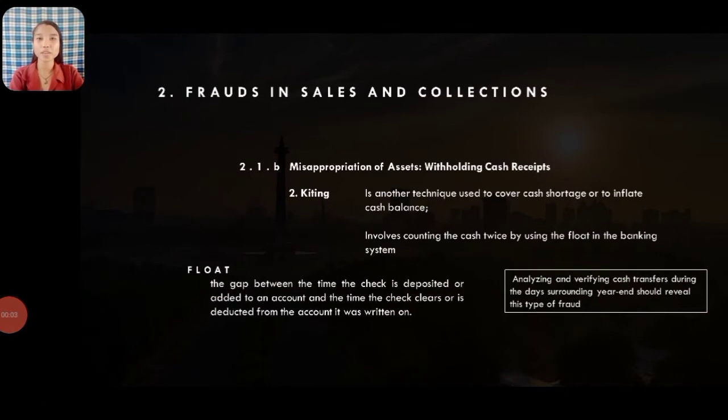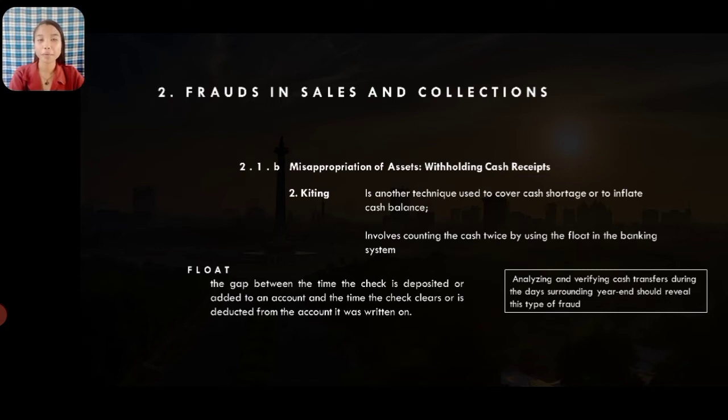Now let's move on to the third type of fraud in sales and collection. It is called kiting. When we say kiting, it is another technique used to cover a cash shortage or inflate a cash balance. It typically involves counting the cash twice by using the float in the banking system. The float is the gap between the time the check is deposited or added to an account and the time the check clears or is deducted from the account it was written on.